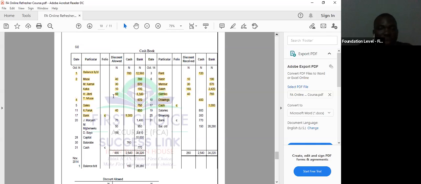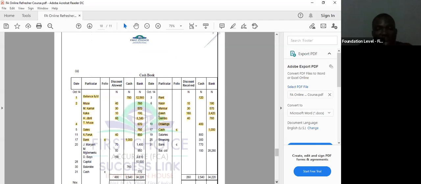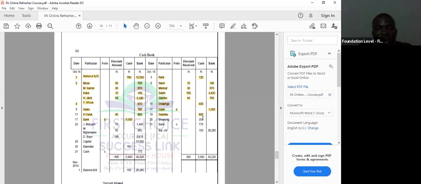Then the next one that we have is salary. On the 19th, it says that salary was paid in cash. If you pay salary in cash, it means that your cash will reduce, your asset will reduce, and whenever your asset is reducing, you credit it. So we have salary. It's not by check, it's by cash, so it will be found under the cash column. Assuming it's by check, it will be found under the bank column.